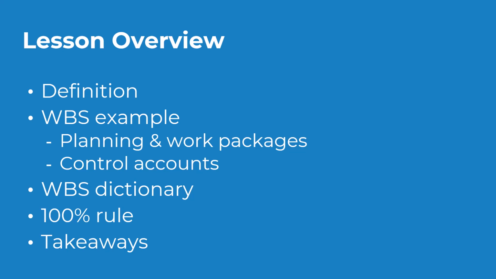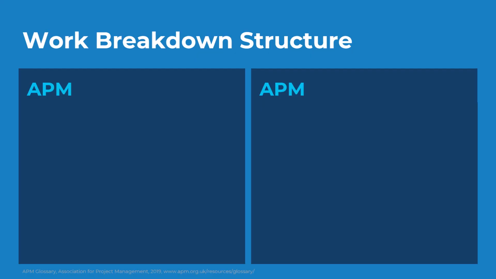Then we'll get into a WBS example with planning and work packages and control accounts and everything. And then before we get to the takeaways, we're also going to be touching upon the WBS dictionary and the 100% rule. So we're starting with the definitions.